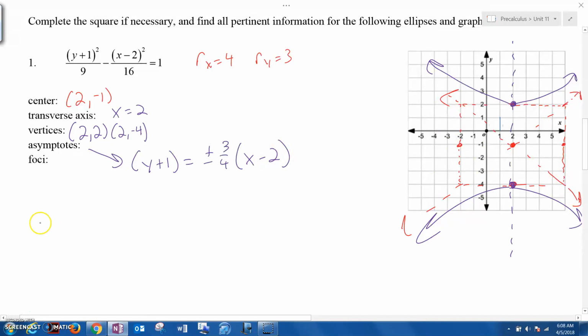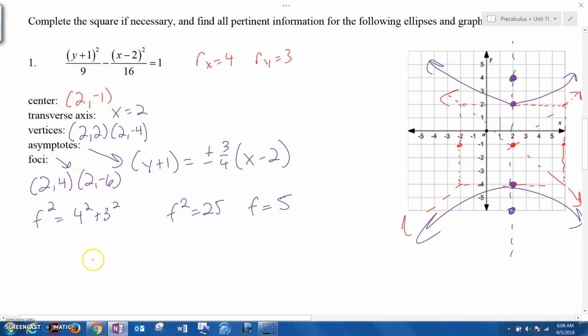And finally the foci we have to find. So f squared equals 4 squared plus 3 squared. Oh, I like this one. This is going to be 16 plus 9 is 25. So that means f is 5 away in the direction of the vertices. Same thing, it's in the direction of the vertices. So 1, 2, 3, 4, 5. There's a focus there and a focus there. So we would say my foci, and you can actually just tell me the points. You don't have to do the plus or minus thing here. It's 2, 4, and 2, -6 for the foci.